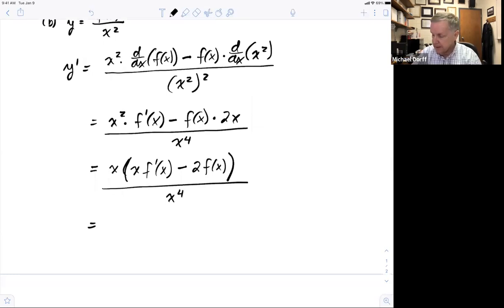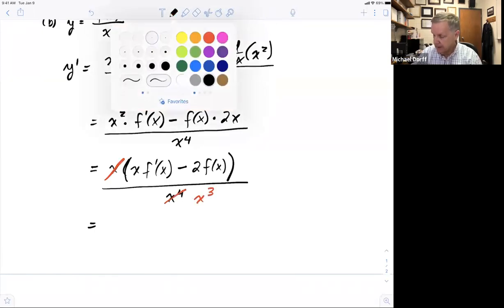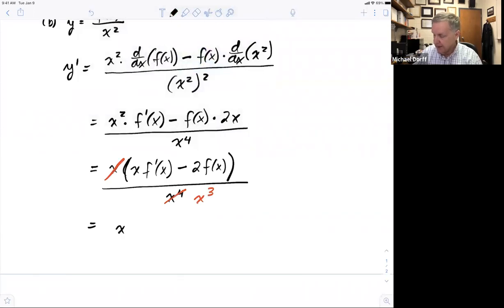Now I can cancel out this x on the top with one of the x's in the bottom, so I'm left with an x cubed in the bottom. And so my final answer I would write as x f prime of x minus 2 f of x divided by x cubed.